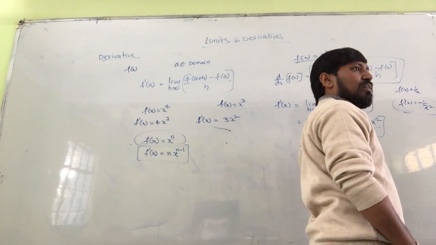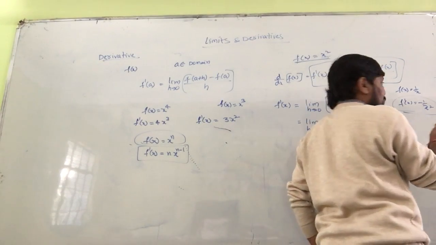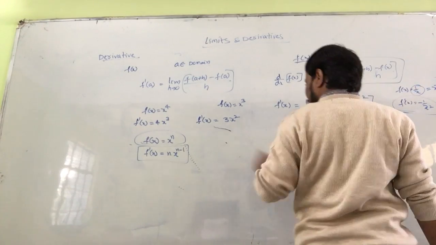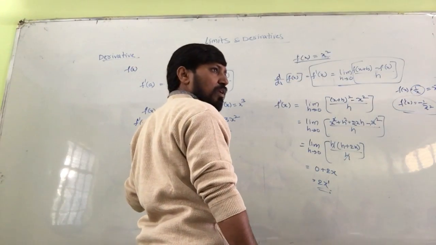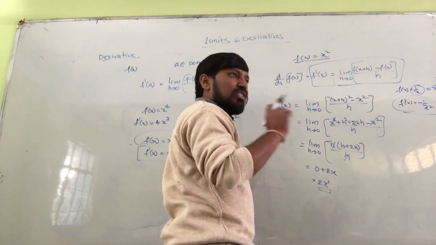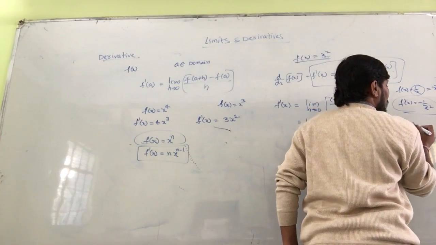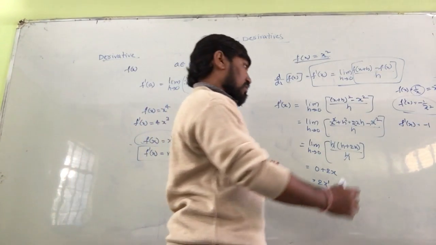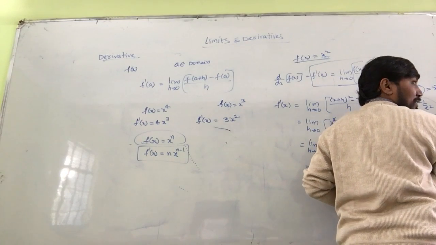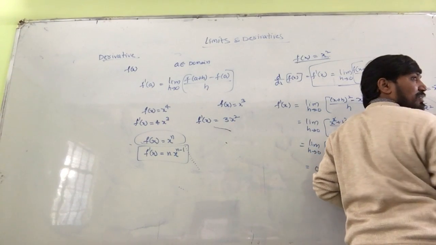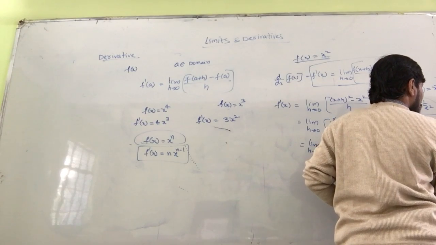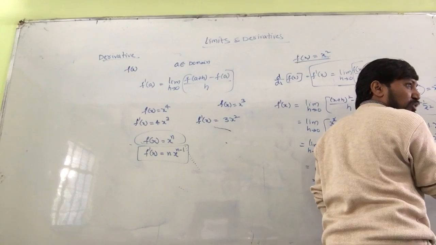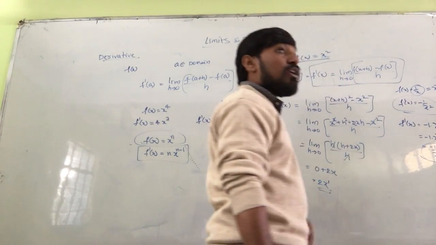Sir, how do we remember this one? You can remember it like this: this can be written as x to the power of minus 1. So using this formula only, n is minus 1, so f dash of x is nothing but n, here minus 1, into x to the power of n minus 1, that is minus 1 minus 1. So you get minus 1 into x to the power of minus 2. So this is minus 1 by x square. The x square comes to the bottom, so the power becomes positive. So this is the derivative of this function.